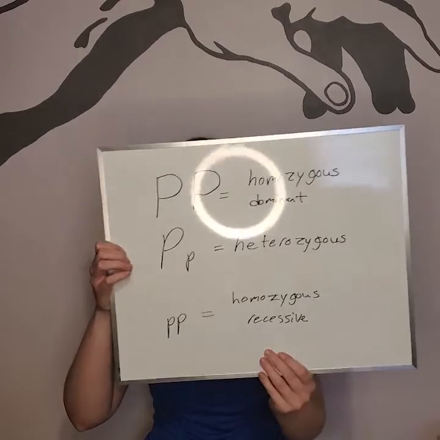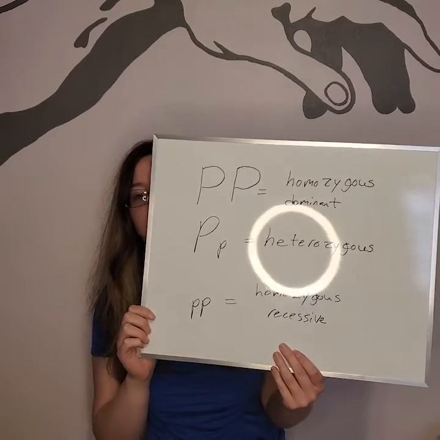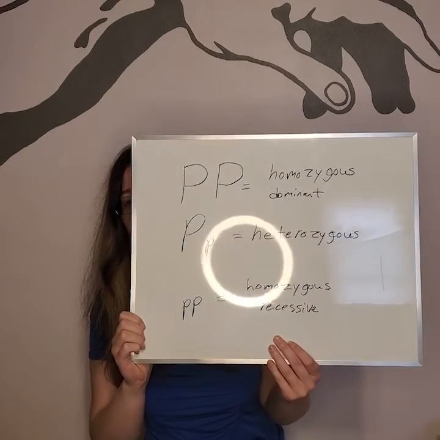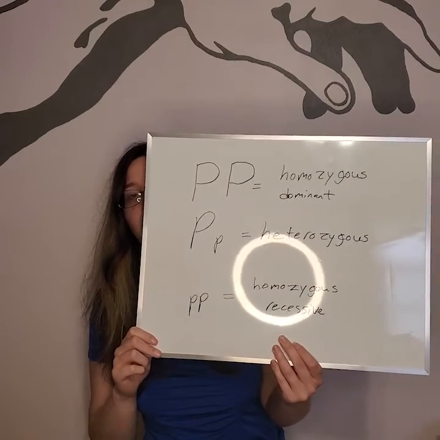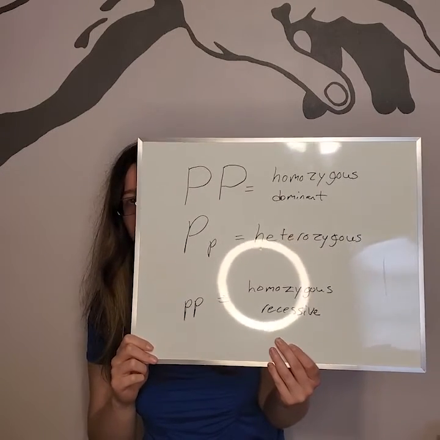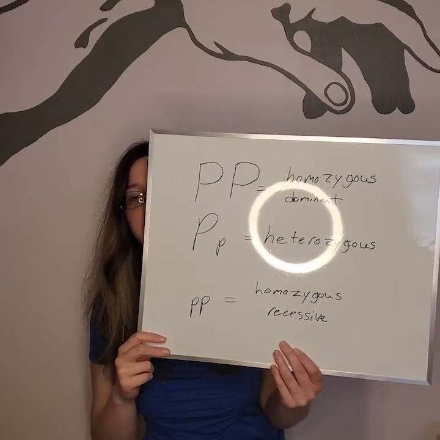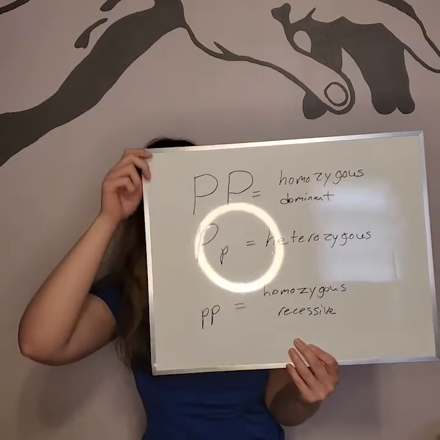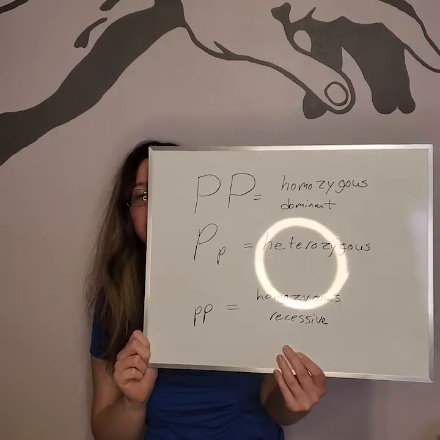And then lastly, we have homozygous recessive. These are both the same, and they would both not be expressed if there was a dominant allele. So in this one, you only have the recessive trait. And this is the only option where the recessive trait is expressed. Heterozygous and homozygous dominant both have the dominant trait expressed.